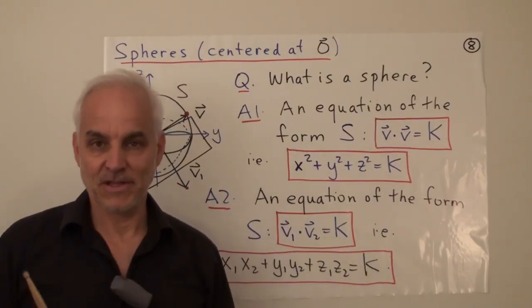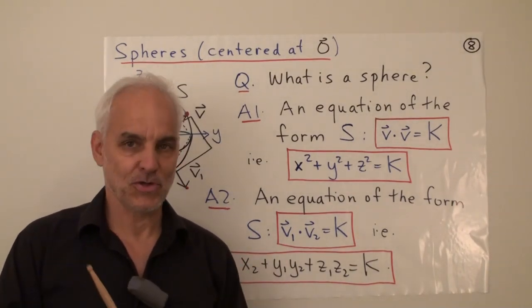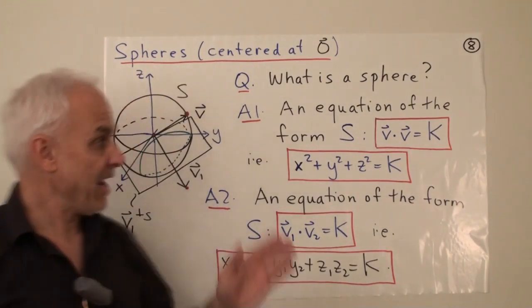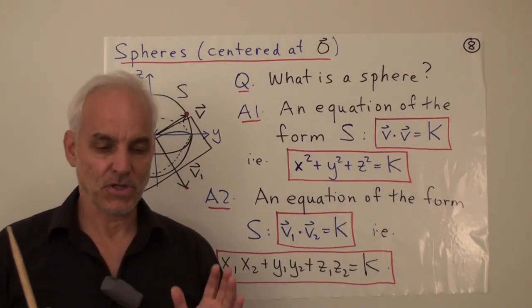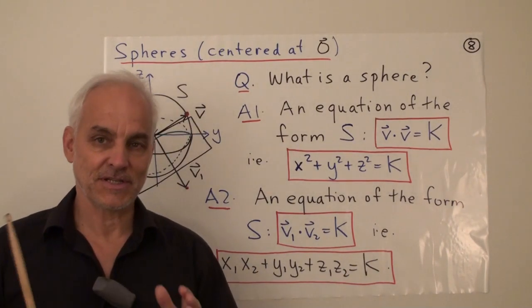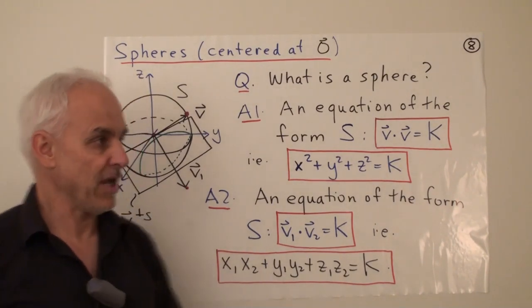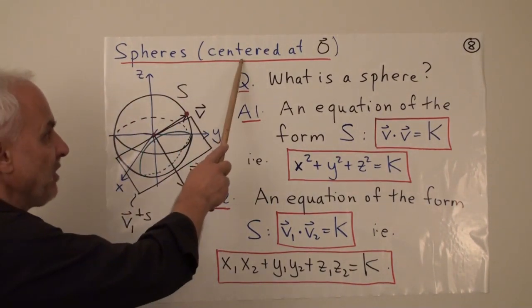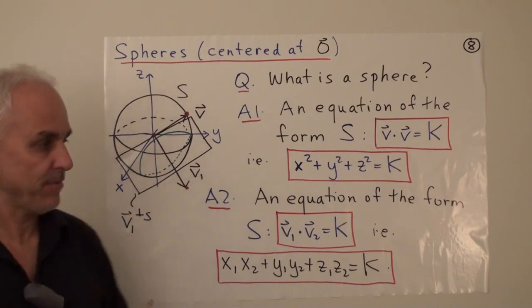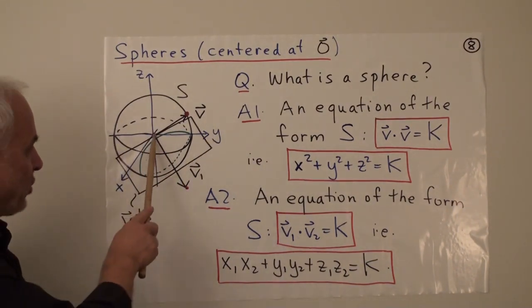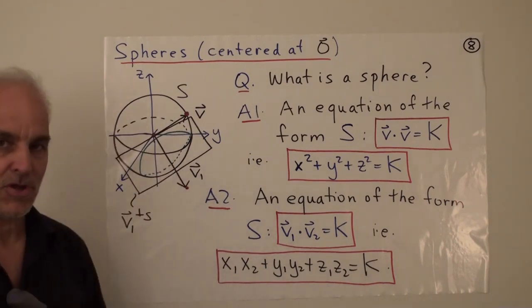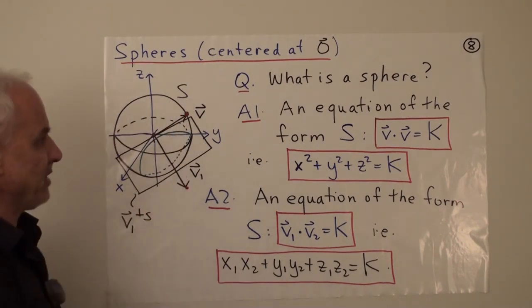So everything that we've done so far is parallel to what we've done in the planar case, and this now introduction to spheres is similar. We're just going to extend the idea of circles and the discussion of circles to the three-dimensional case and talk about spheres, but spheres centered at the origin. So here's our three-dimensional space, x, y, and z coordinates. Here's our origin. Here's the kind of sphere that we're talking about, called S.